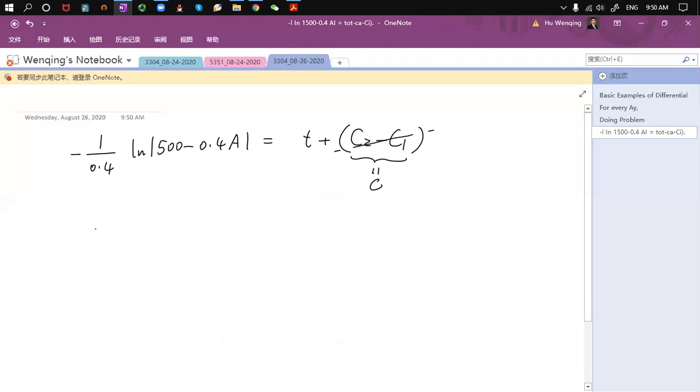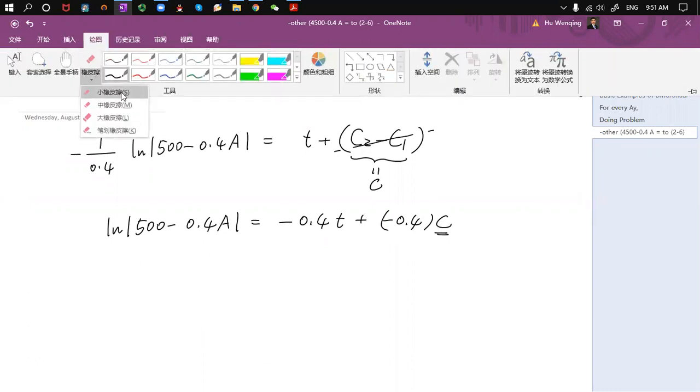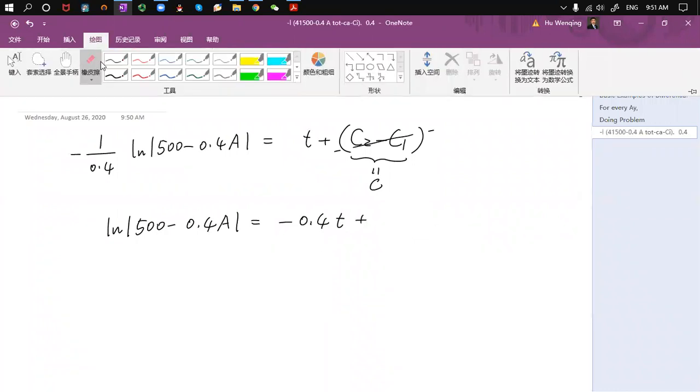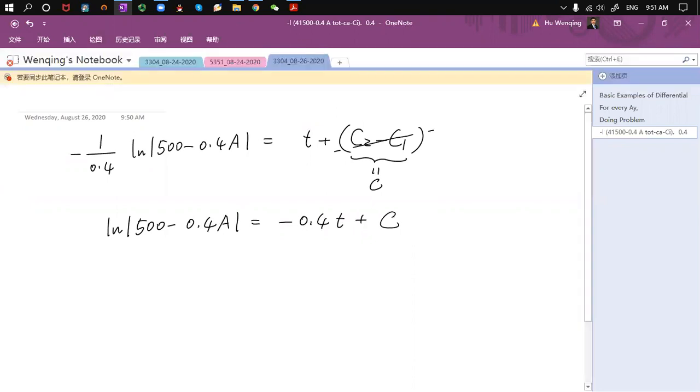So that means you actually have this relation: the logarithm of 500 minus 0.4 of A is equal to minus 0.4 of t plus minus 0.4 of C. But then you come to the same question. If C is a constant, then minus 0.4 multiplied by C is again a constant. So these constants really vary from line to line. I can have one constant C in one line, and another constant C in a different line. So constants vary from line to line.